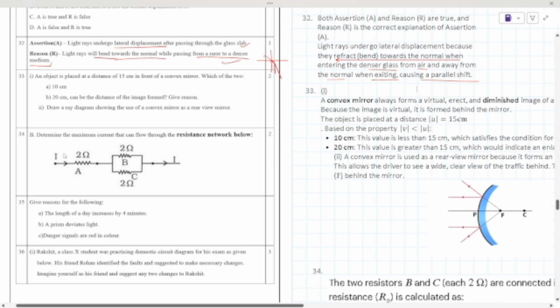Now let's see the 33rd question. Let's read the first one. An object is placed at a distance of 50 centimeter in front of a convex mirror. Which of the following, 10 centimeter or 20 centimeter, can be the distance of the image from the convex mirror?